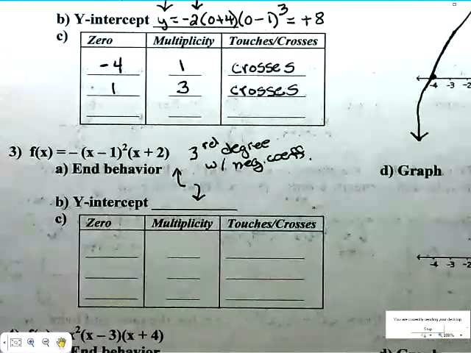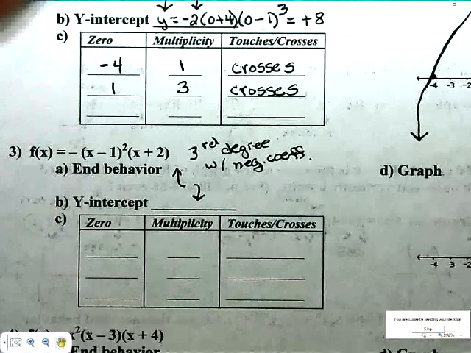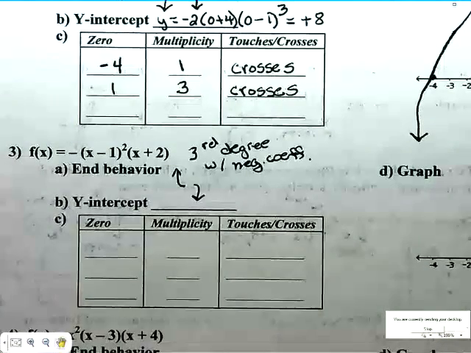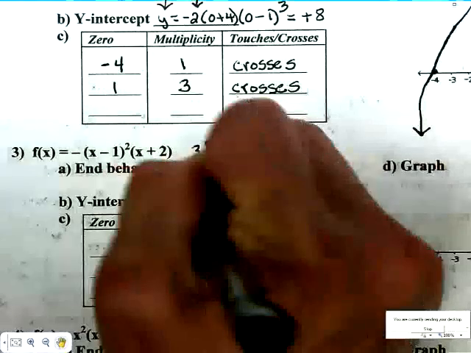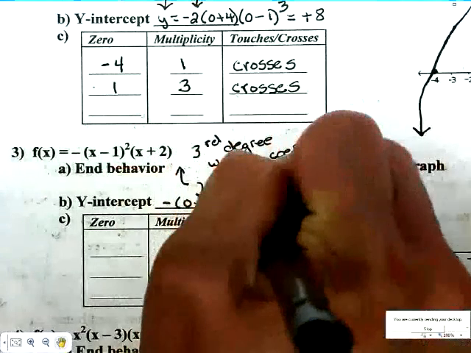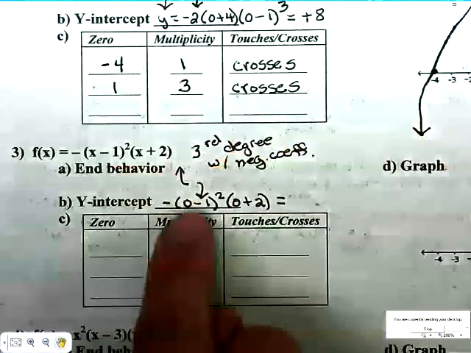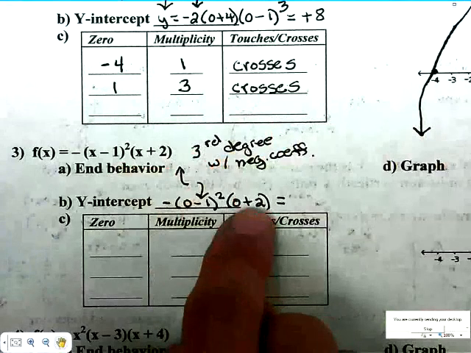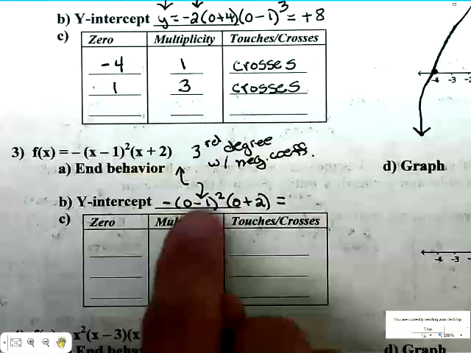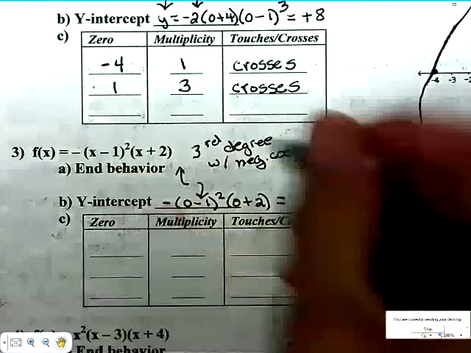How do I find a y-intercept? Let x be 0. Don't set it equal to 0. Let x be 0. -1 squared is +1 times 2 is -2. No, 1 squared is 1. 1 times 2 is 2. 2 times this -1 is -2.